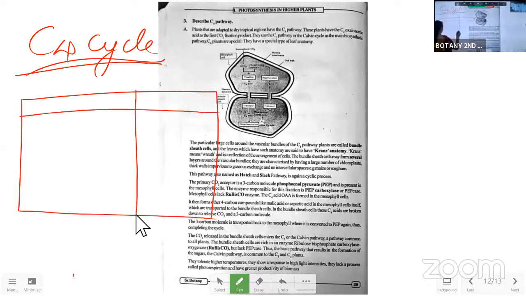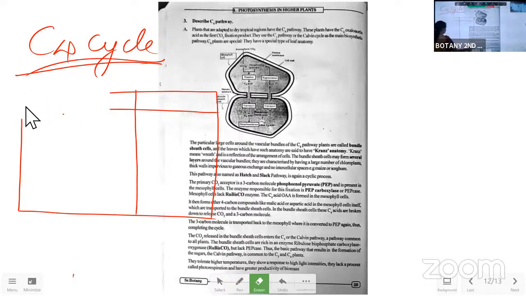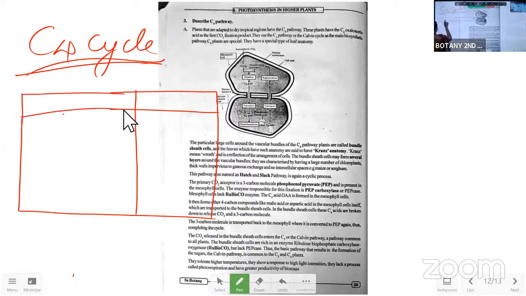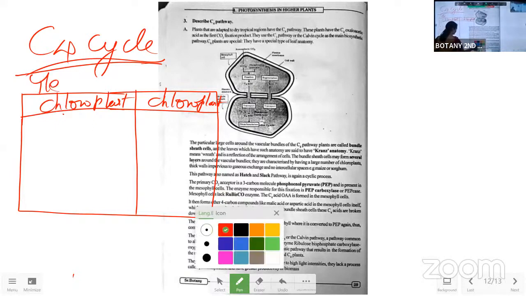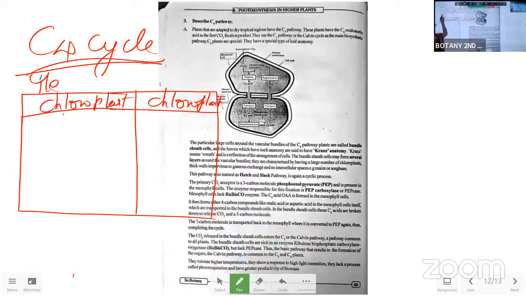This is the mesophyll. Wait, you cannot see if I write small. This is the chloroplast. This is also chloroplast. This is the mesophyll cells. This is the bundle sheath.